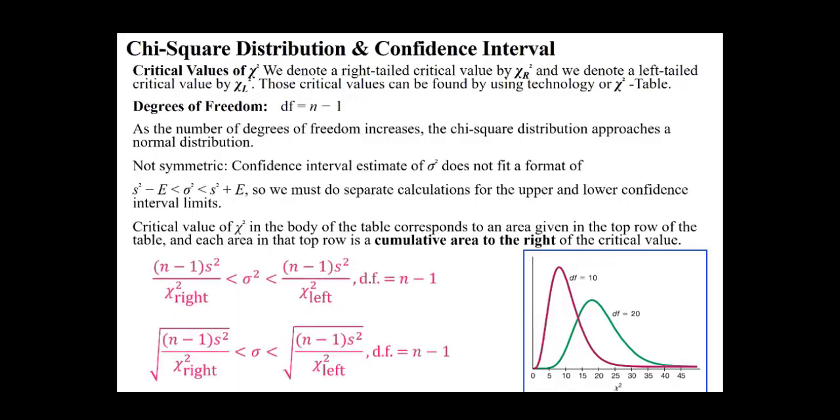If you look at this first one, the confidence interval for sigma squared, or variance, is n minus 1 times s squared over chi-squared of the right, and then n minus 1 times s squared over chi-squared of the left. It's not symmetric. That's why we are not adding and subtracting e. And for sigma, we don't have to worry about that. All we have to do is take a root, and we come up with the answer. So that's the idea. Let's look at a few examples.